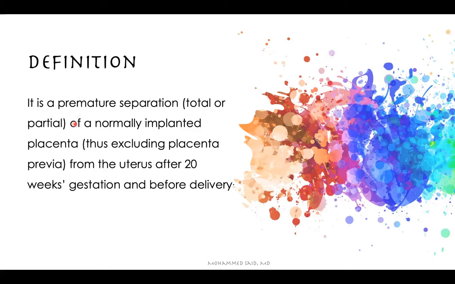And then this placenta has to be normally implanted. This is very important to exclude placenta previa. You cannot have placenta previa and abruption at the same time, because placenta previa is a different thing that's also associated with antepartum bleeding, which we're going to talk about next time. But now we're talking about placental abruption. So you have to have a normally implanted placenta, and then a partial or total separation of this placenta. And as we said, it's premature, so it's between 20 weeks gestation and delivery.